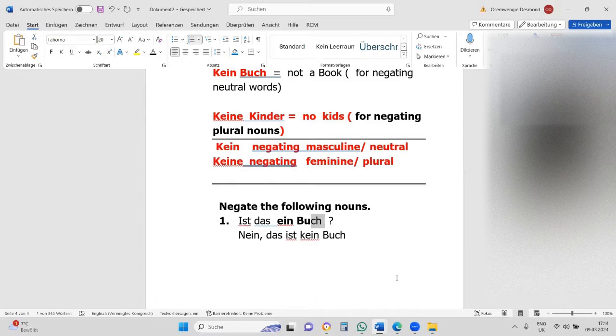For example, someone asks you, Guten Tag, is that ein Buch? Is this a book? Of course, if you're in your right state of mind, you know this is a mouse. You say nein, das ist kein Buch. That is ein Mouse. That is not a book. So it's a very powerful article and it makes things so easy for German speakers. Nein, das ist kein Buch. All right, let's go on.